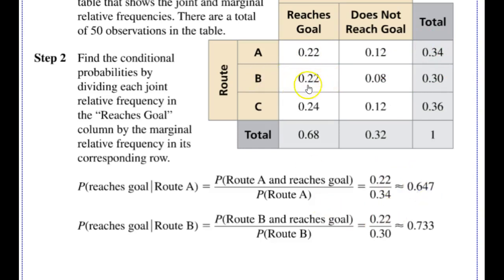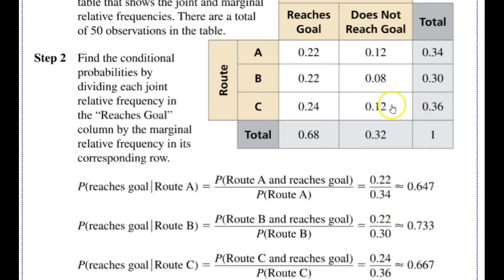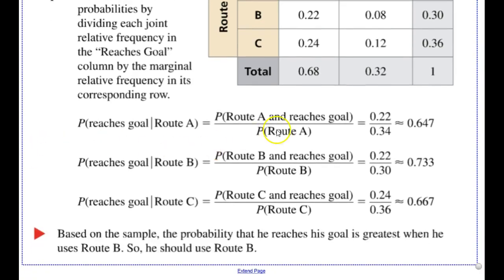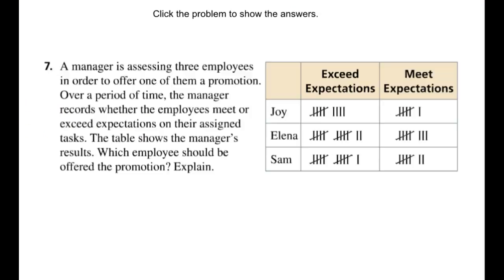So now let's look at route B. How did we do on route B? We got a little bit higher of a number. And route C, again, I divide the reaching goal by my total. So now let's see what we end up with. So based on this sample, my probability is highest that I reached my goal on route B, so I should go ahead and use route B. And I know that because this number right here is higher than the other two. So I would go ahead and say that that would be my greatest advantage right there.